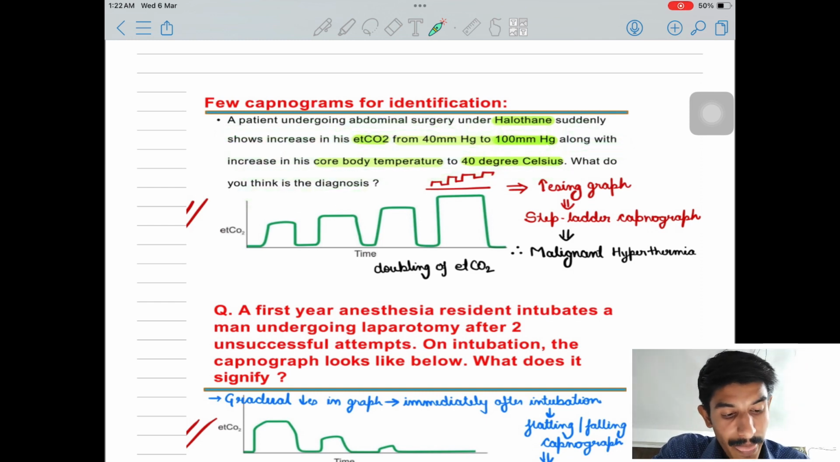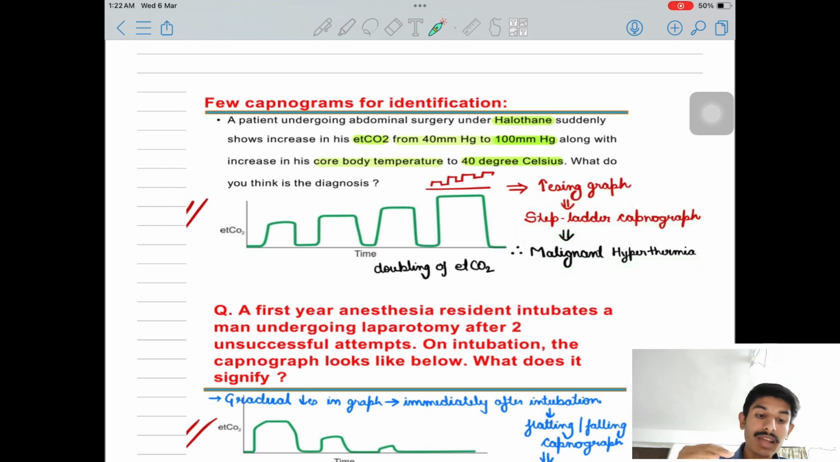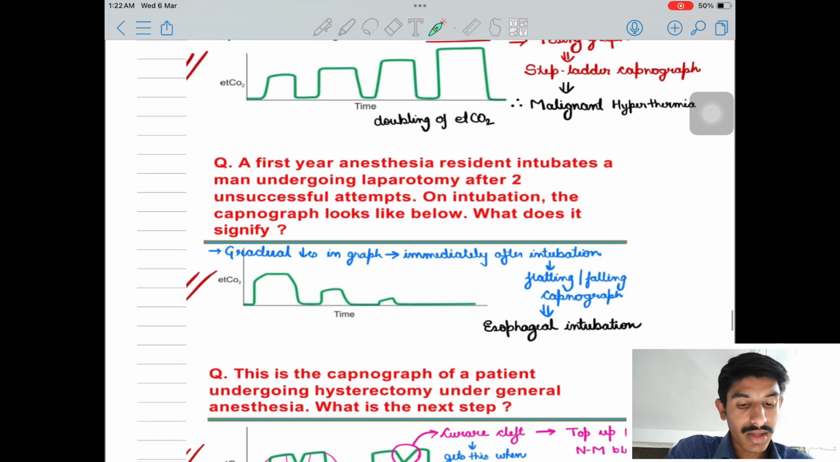As you can see, the capnograph is rising, then this, then this, and this. So it is a step ladder pattern. You can see the graph increasing in a step ladder pattern, this is malignant hyperthermia. So always remember, if the capnograph shows a step ladder pattern, it is malignant hyperthermia. Okay, so let's go next.